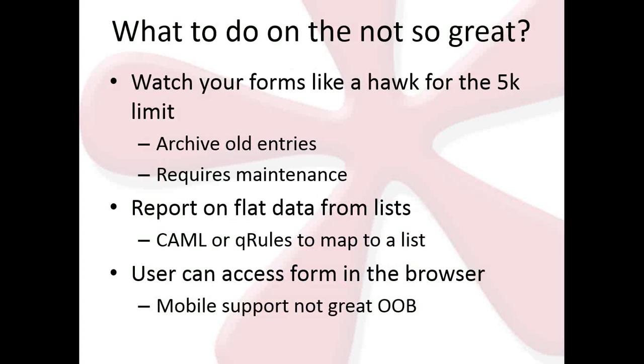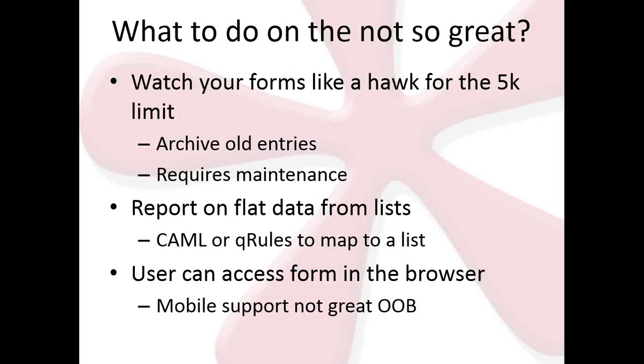So what to do about the not so great? Well, the first thing that you can do is watch your forms like a hawk for that 5,000 item limit. The problem there is that it can become tedious and require a lot of maintenance. You're going to have to do something like archive old entries, whether it's a manual process or setting up some kind of workflow to automatically archive based on something like a status or a date. But it's going to require some kind of modification.